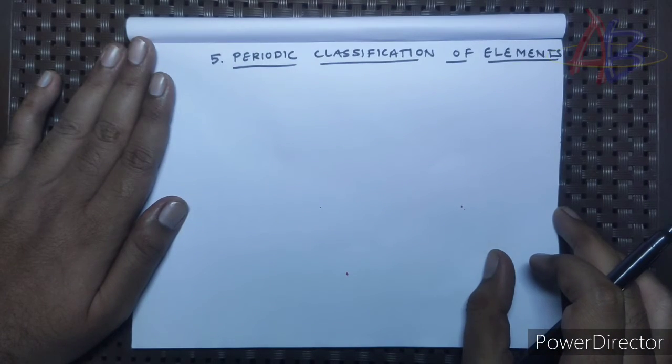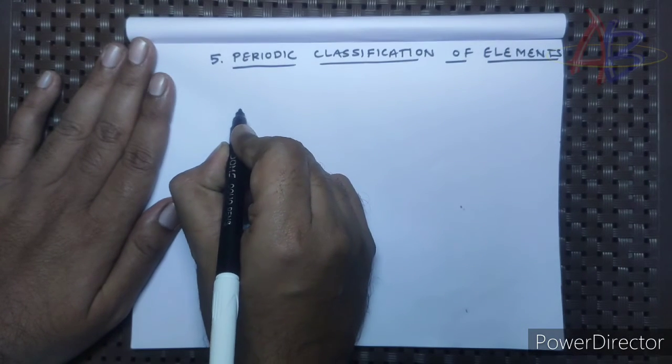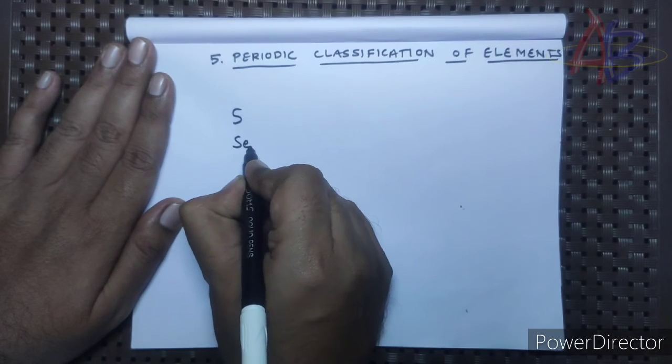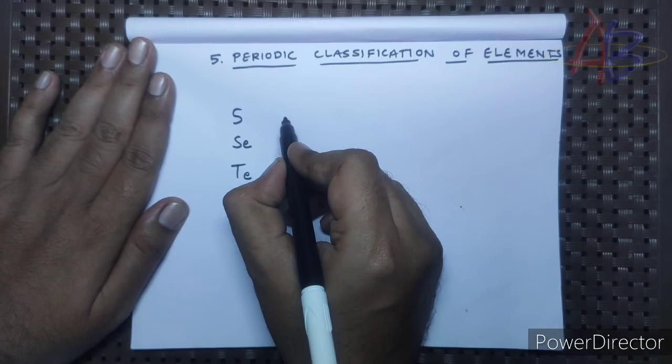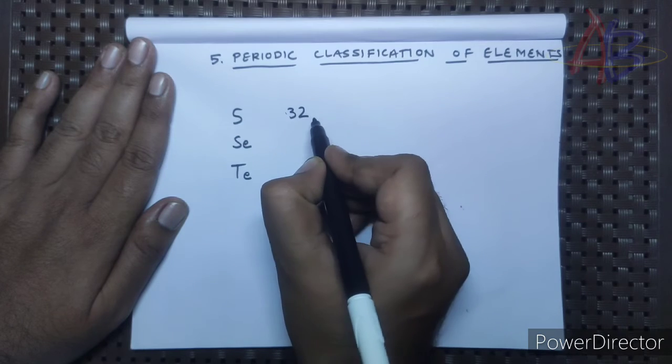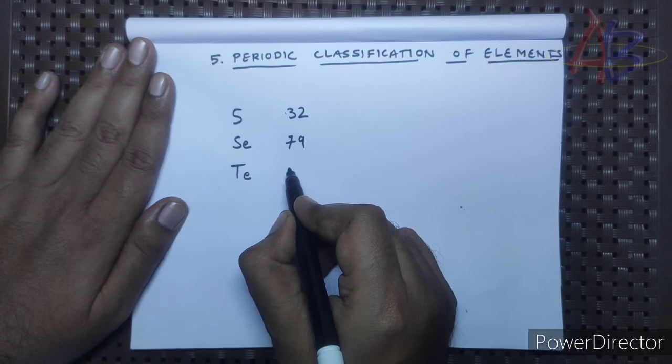Hopefully, today all of you have understood the concept of Newland's law of octaves. In the last lecture, I asked you to find out more Döbereiner triads. Were you able to find out more triads? Many of you might have come across one triad, that of sulfur, selenium, and tellurium.